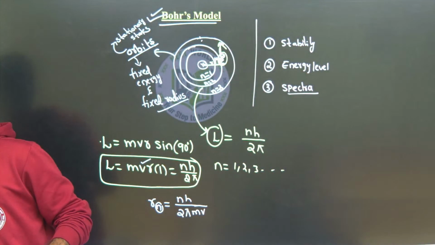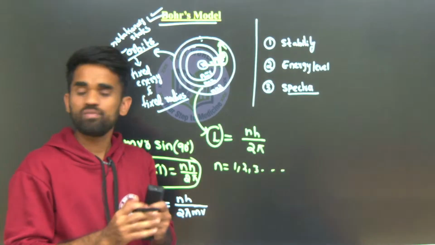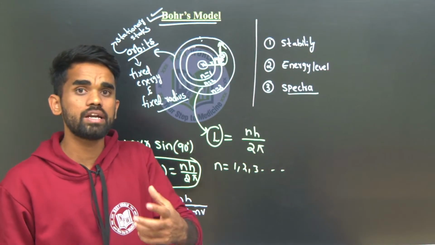Now what is this n value indicating here? If this is the first orbit, n equals 1, second orbit n equals 2, and third orbit n equals 3, like that. These n values are later called principal quantum numbers.